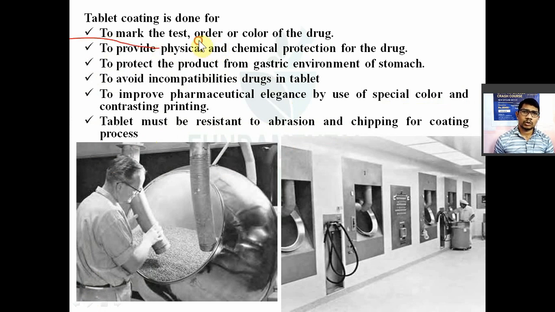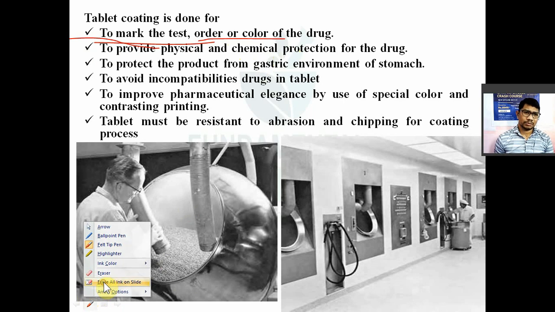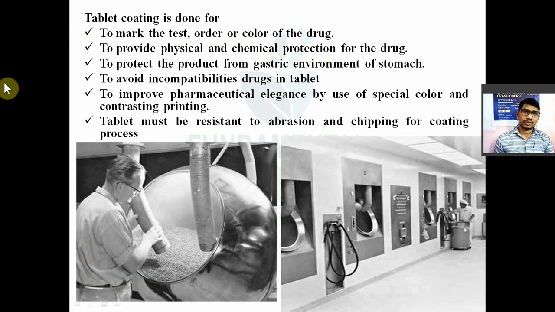In film coating, a thin film is applied over a tablet to mask the taste. So to mask the taste, odor and color, film coating of the tablet is mostly done. There is an application of one thin film over the tablet surface to provide physical and chemical protection of the drug. Again, the same thing is satisfied by film coating. Film coating will also provide physical and chemical protection to the drug.